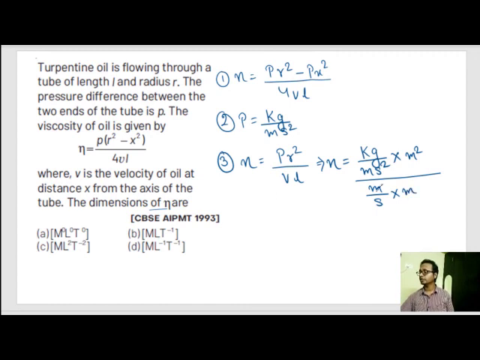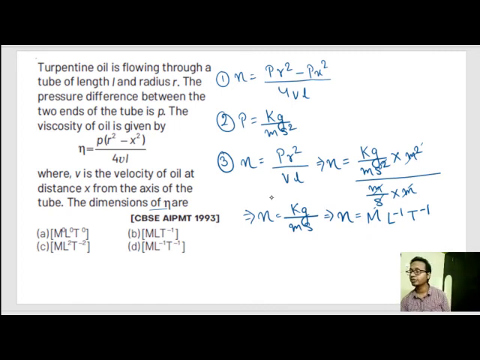So out here meter square and this meter square gets cancelled. This second and this second square gets cancelled. Okay. Or N is equals to kg per meter second. Or in dimension it can be written as kg becomes mass, meter becomes L to the power minus 1 and second becomes T to the power minus 1, or M L to the power minus 1 T to the power minus 1. Correct option is option number D.